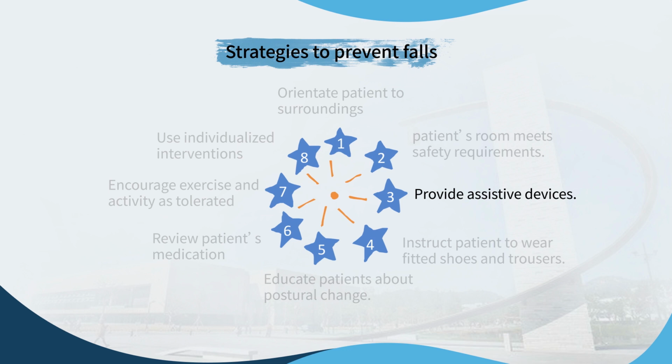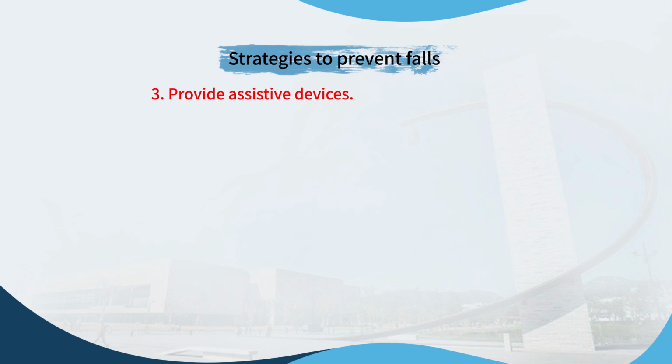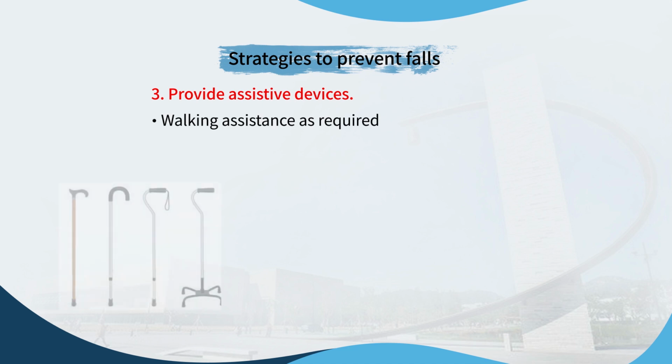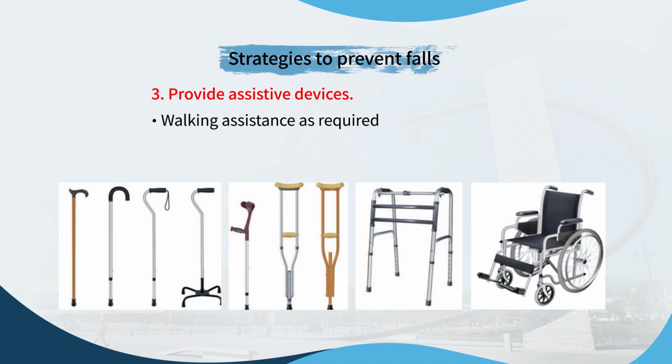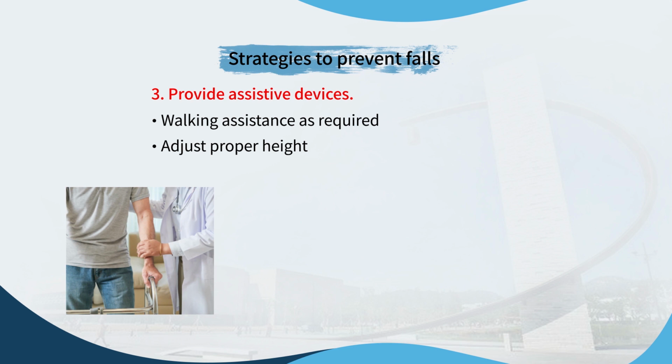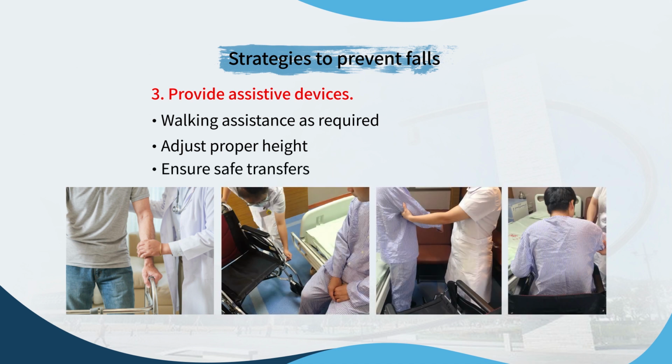Our third strategy for patient safety is to provide assistive devices. Carefully assess the patient's ability to ambulate and transfer. Provide walking assistance as required, such as cane, crutches, walkers, and wheelchair. We should also help the patient to adjust walking aids according to his or her height, and teach him or her safe transfer, for example, between the bed and a chair.